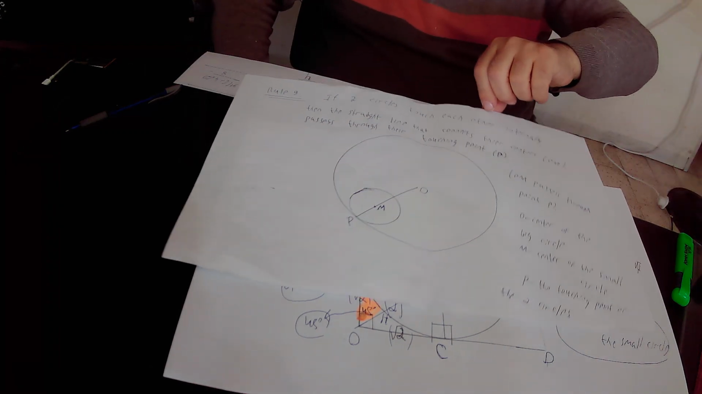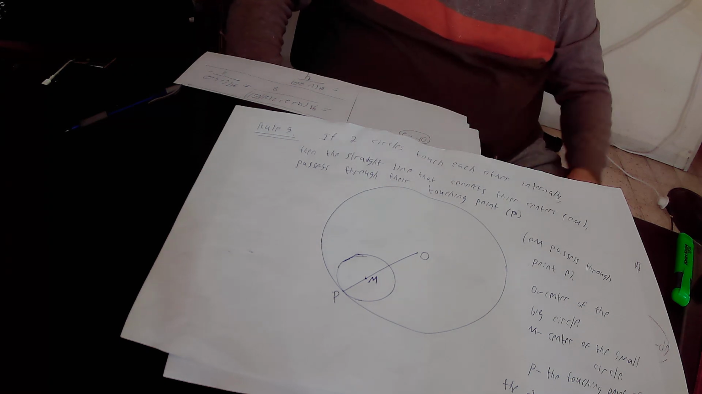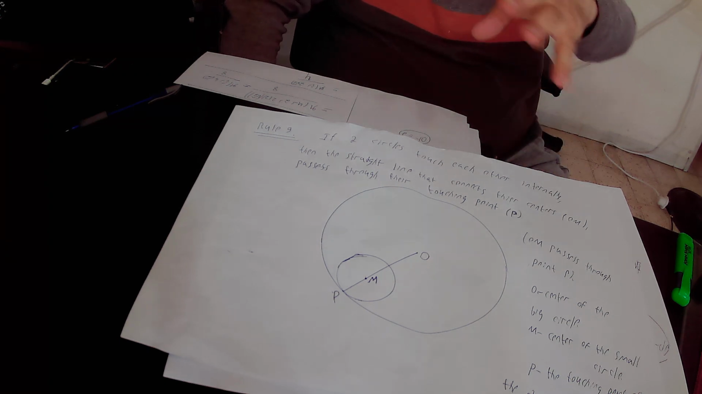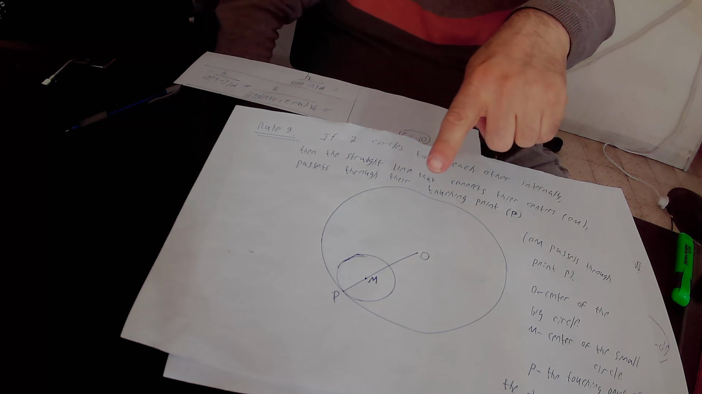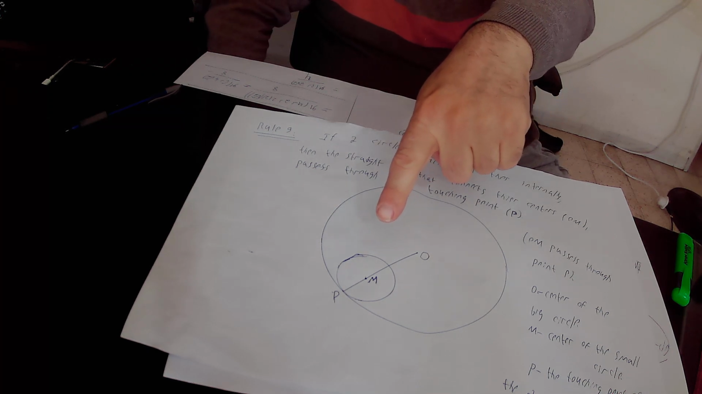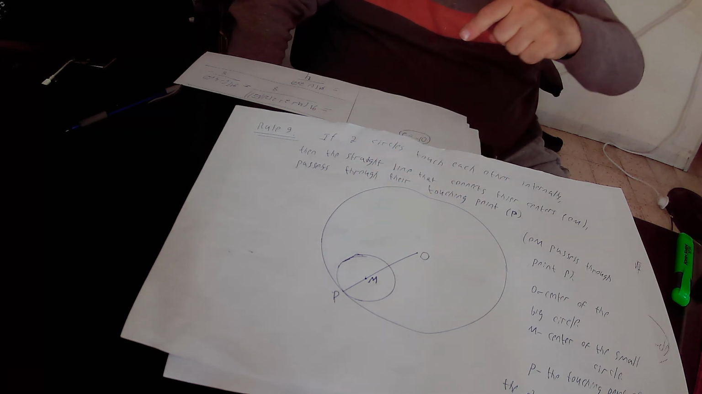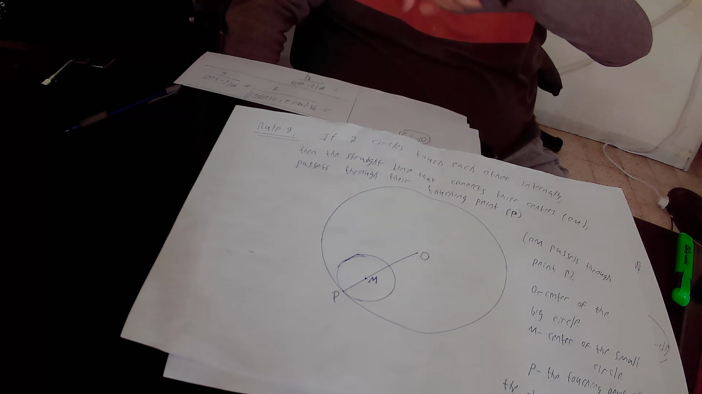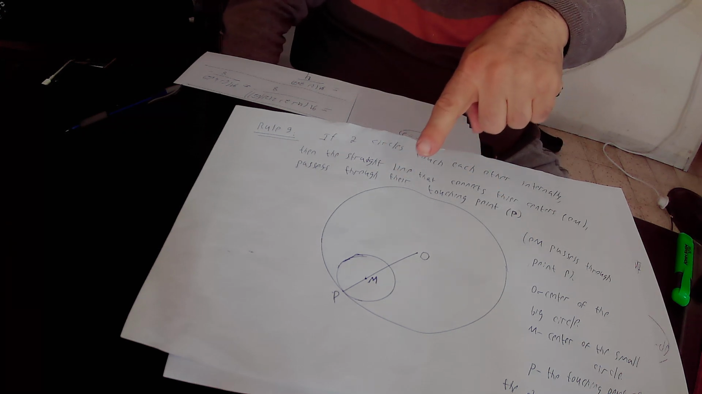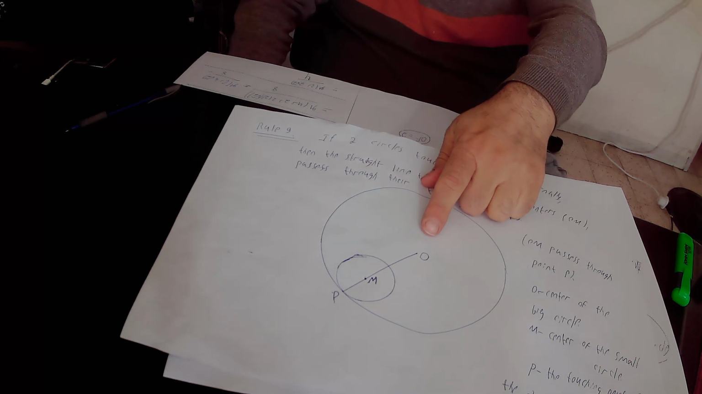According to rule 9, whenever we have an internal touch between two circles, that is to say they are touching each other internally, like in this drawing, those two circles are touching each other internally at point P. Why internally? Because the small circle is located inside the big circle.